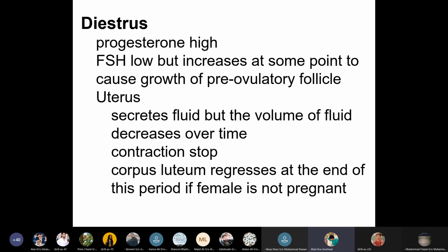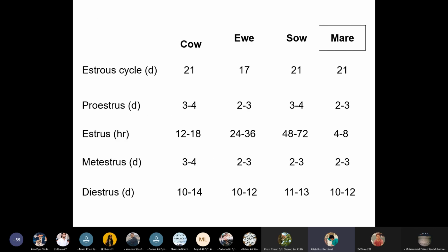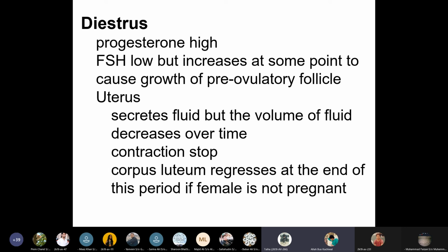Diestrus, in this, the progesterone level will increase and follicle stimulating hormone concentration will decrease, but increases at some point to cause the growth of pre-ovulatory follicles. Uterus secretes fluids, but the volume of fluid decreases over time. Contraction stops and corpus luteum regresses at the end of this period if the female is not pregnant.